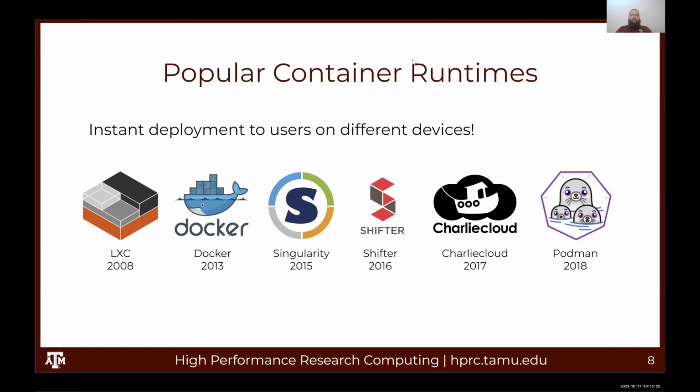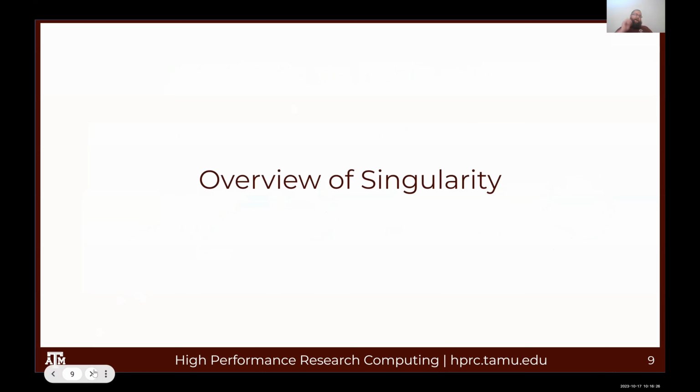Podman is a popular container runtime, but it is not designed for HPC. It's designed for other purposes, so we won't be talking about it as much, but it does address problems in Docker, but not for the purpose of HPC. So there is one container runtime name that I didn't list on here, which I'm going to talk about in just a second, because I'm going to talk more in detail about Singularity. Singularity is the one we're learning today.